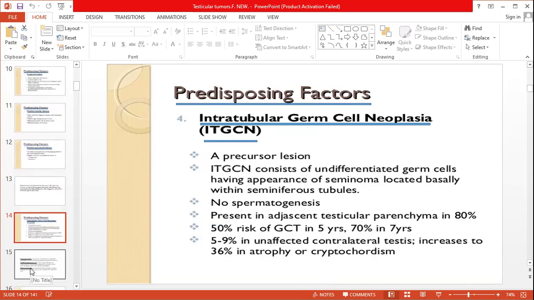Intratubular germ cell neoplasia consists of undifferentiated germ cells having the appearance of seminoma, located basically in the seminiferous tubules. There is no spermatogenesis, and 5 to 9% affect the contralateral testis, increasing to 36% with testicular atrophy or cryptorchidism.